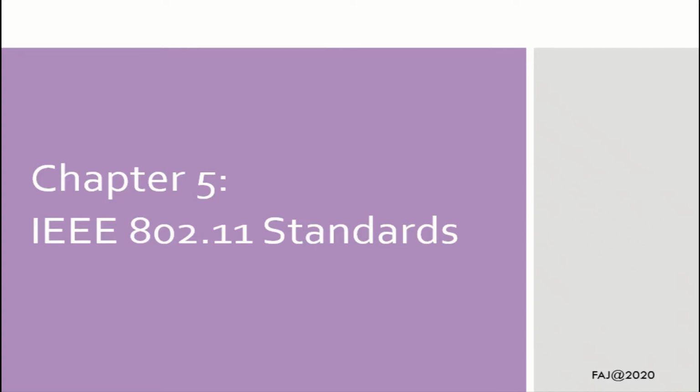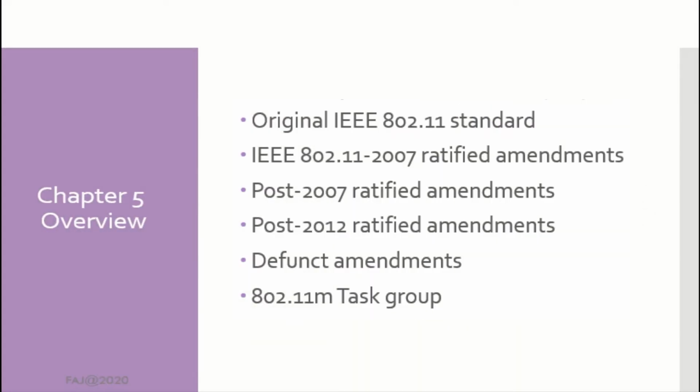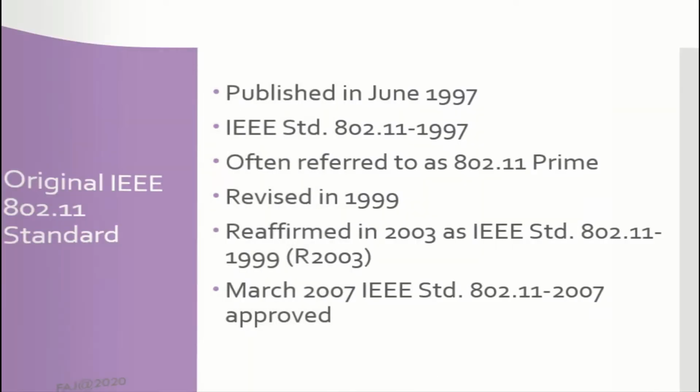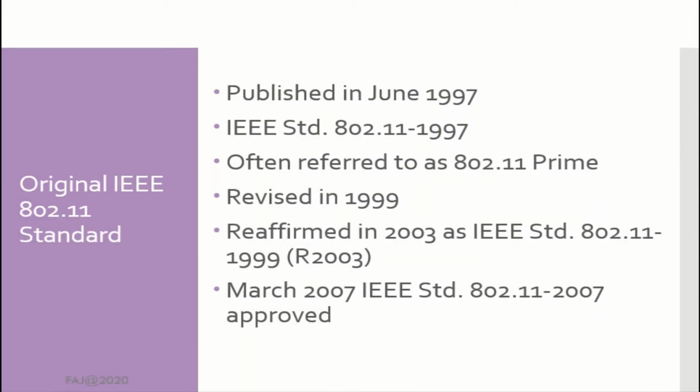Chapter 5, IEEE 802.11 Standards. In this chapter, you will learn about the following. Just a reminder, this chapter is a bit dry due to the long list of standards, facts, and technical jargon. However, this chapter has many technologies that you may not have known before. For each standard, I will emphasize only what is important.